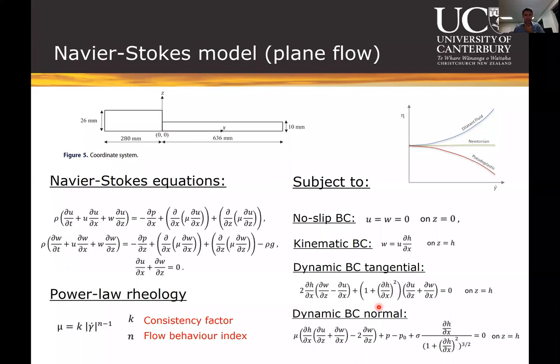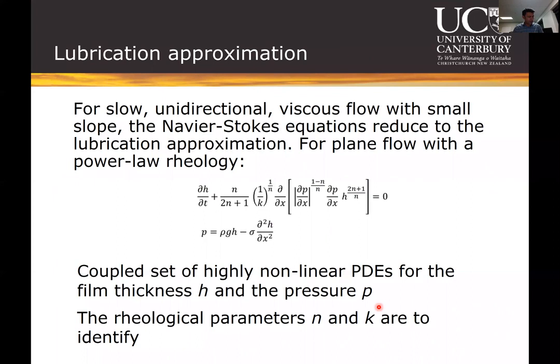Now, in order to identify those unknown parameters, we're going to need to run many simulations, and running Navier-Stokes simulations with a free surface is costly. Given that the flow is effectively unidirectional and relatively thin, with low inertia in that particular regime, we've adopted the lubrication approximation, which basically simplifies the free boundary problem that we've got with the Navier-Stokes equations into a couple of partial differential equations, which you see here: a partial differential equation for the film thickness H and the pressure P.